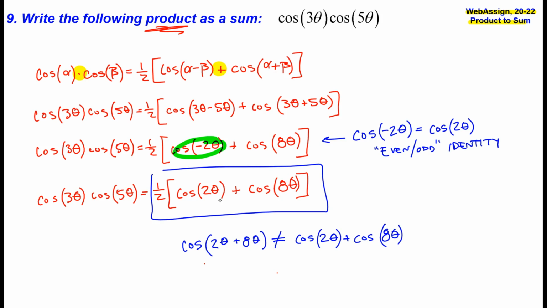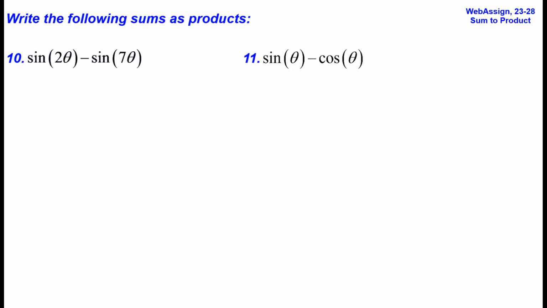Now I have to admit that I've been lying to you for the past 4 videos. I said we had 10 example problems. I lied. There's 11. And so we're going to look at 10 and 11 now. They're very similar. These will relate back to web assigned questions 23 through 28, and we're using the sum to product formula. And I want to give you a hint about something, a little foreshadowing for the future.